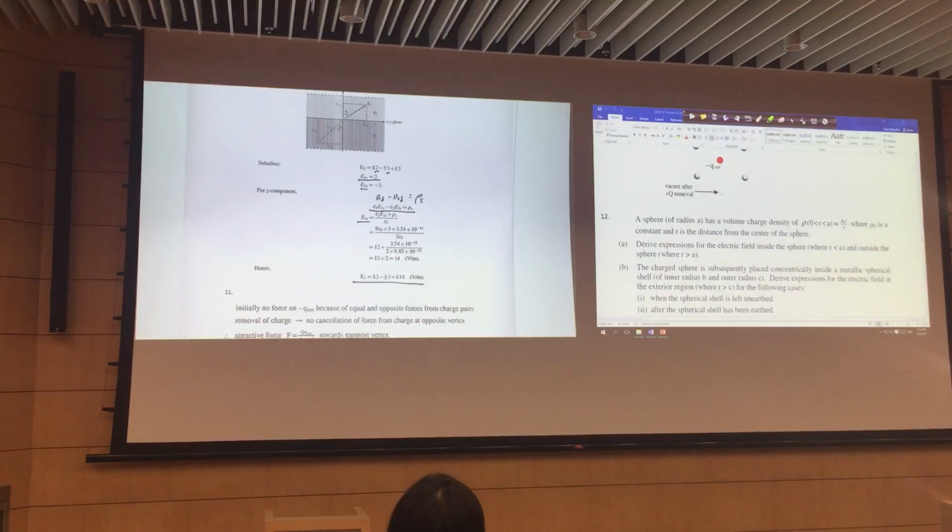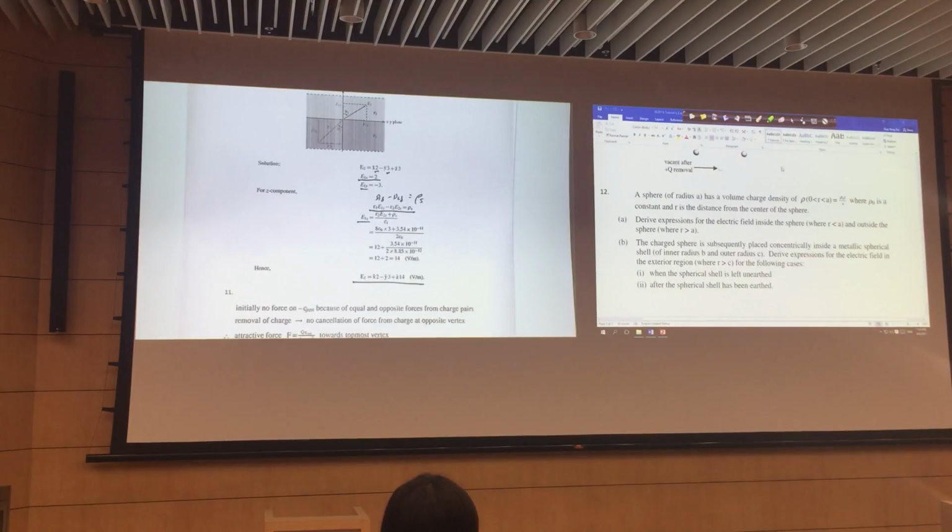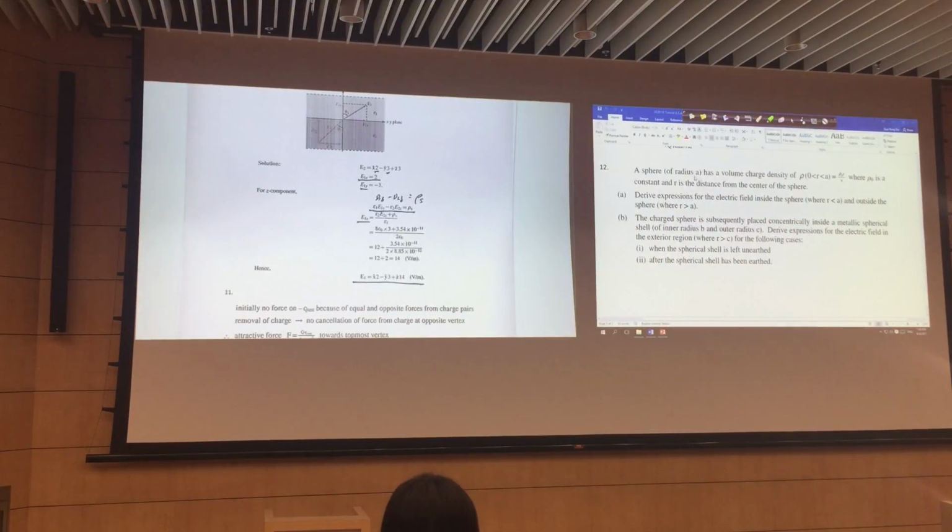Then let's look at this question. This is Gauss's law for spherical coordinates. A sphere of radius A has volume charge. Now notice this volume charge is not uniform. Then you have to use integration to calculate the total charge enclosed by the Gaussian surface.